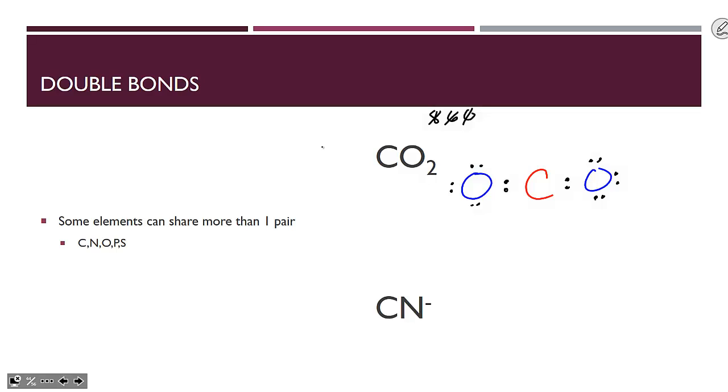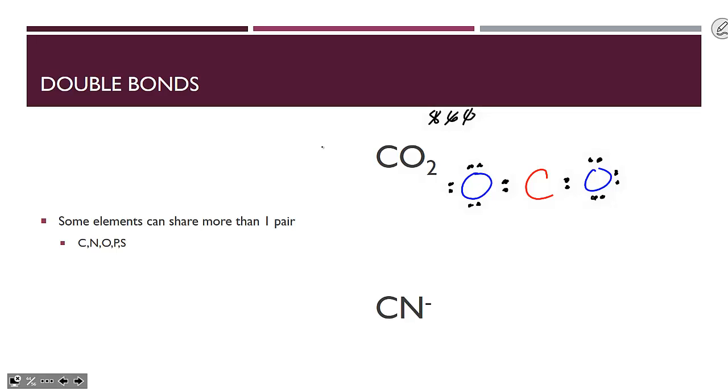Before you finish and say, yep, that's an answer, you need to double check. Yes, each oxygen is at its lowest energy state. Each oxygen has 8 electrons around it. However, carbon has only 4 electrons around it. This is not a valid Lewis structure.